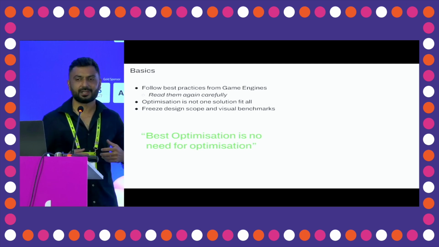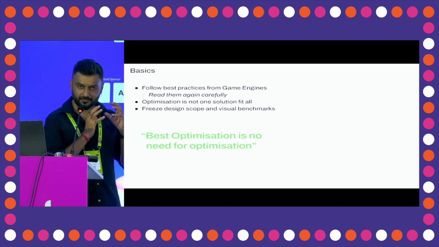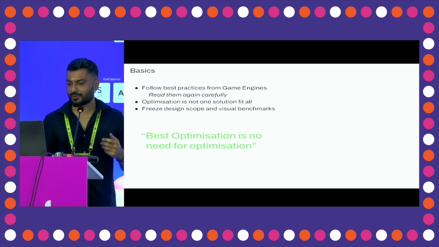We were thinking, hey, we are very, very strict about our pipeline and the scope, but even we escalated a lot. So this is one of the mistakes you might end up making. Just freeze your visual benchmarks. I'll talk about how you can do that.